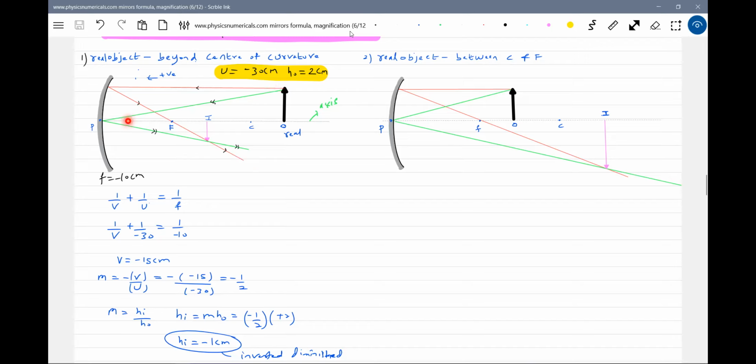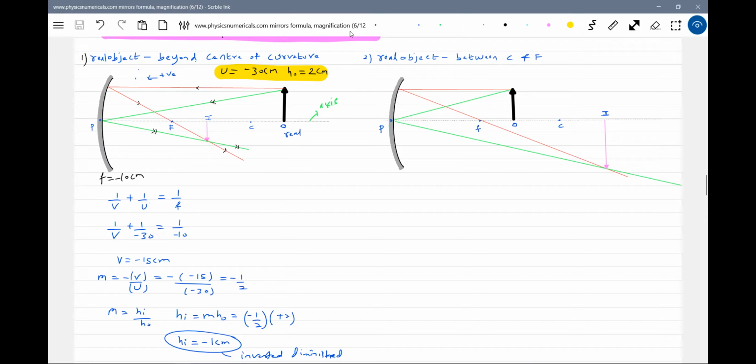It should get reflected symmetrically. The angle of incidence should equal the angle of reflection. Here also, everywhere, the law of reflection is all good. So the ray will get reflected symmetrically. The reflected ray will intersect the red color ray. Where these two reflected rays intersect, there should be the position of the image. So I'll draw a vertical line. This will be the image.